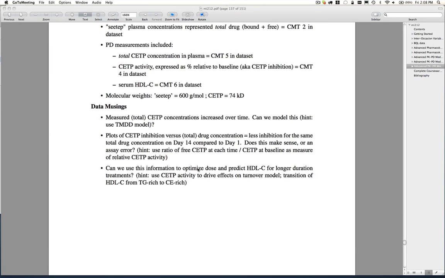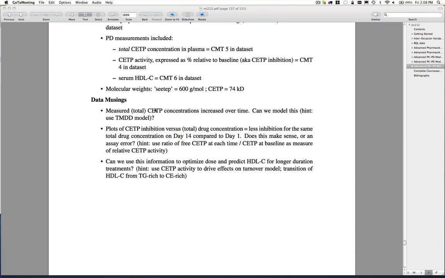If you look at the actual data, you'll see that these total CETP concentrations go up over time. If you recall back from the target-mediated drug disposition lecture, that's very common, if your complex clears more slowly than your free CETP.